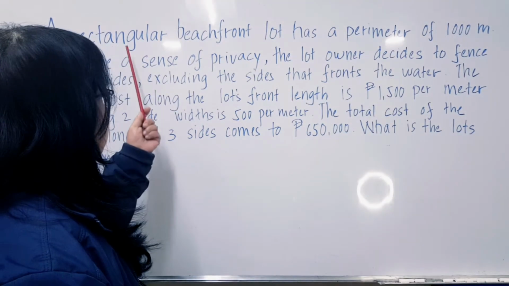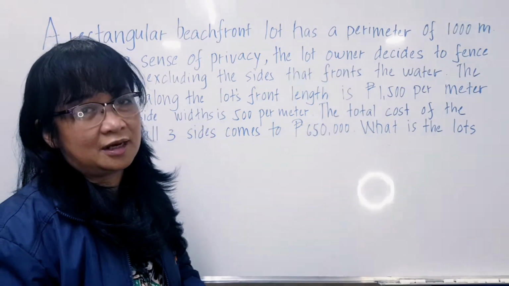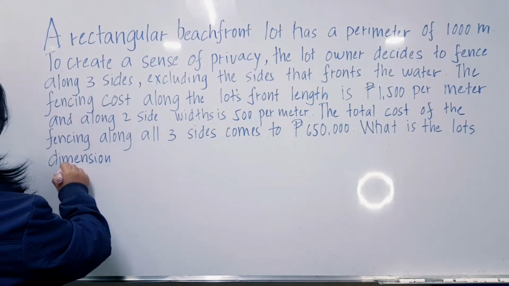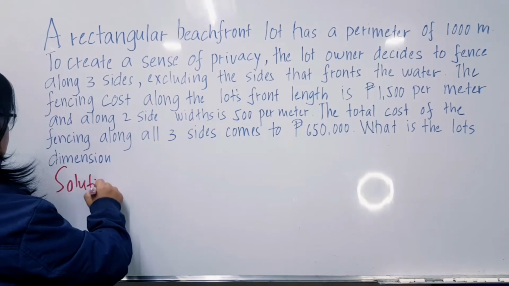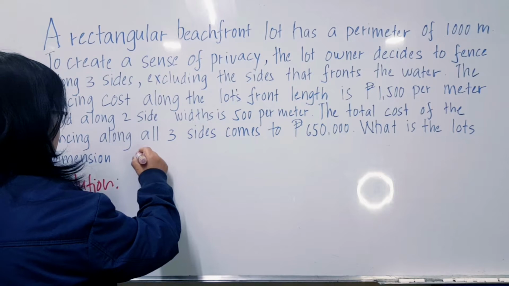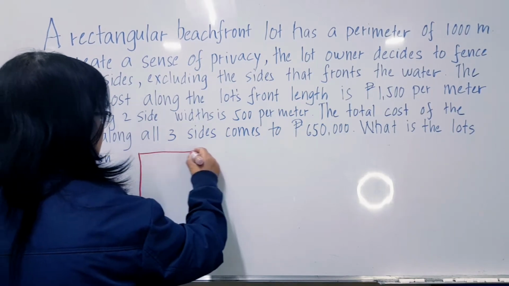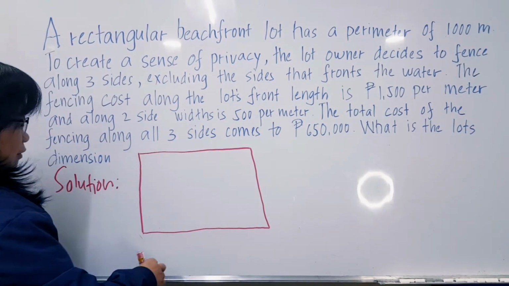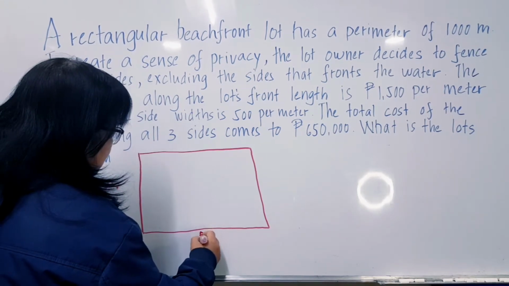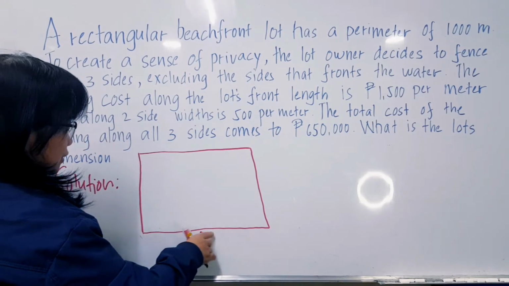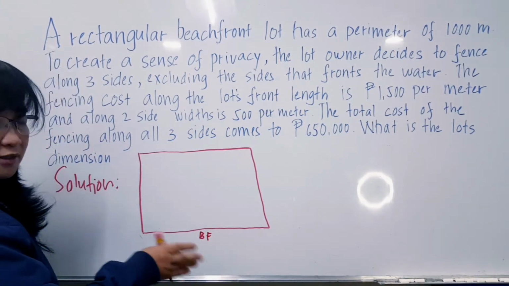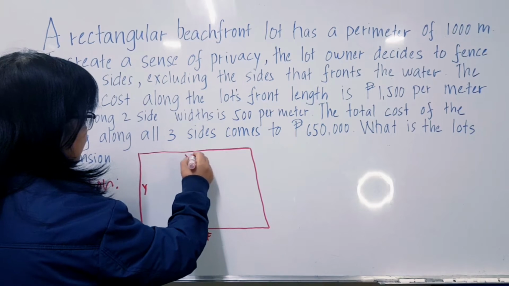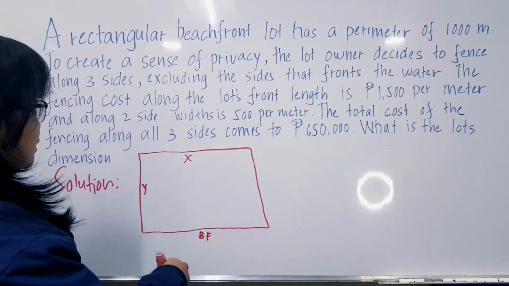Now, dito, of course, because rectangular, i-diagram natin, i-sketch natin. For example, ito yung lote. Now, halimbawa, ito ang beach front. Dito yung side na may access sa beach. Tapos ito, ilagay natin dito as Y. And this side is X.